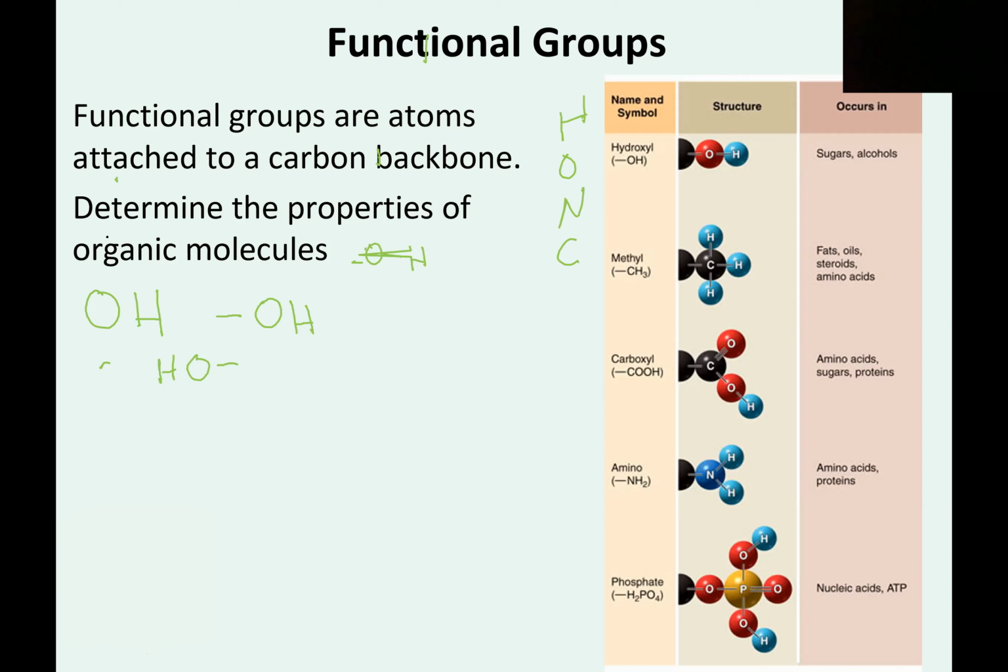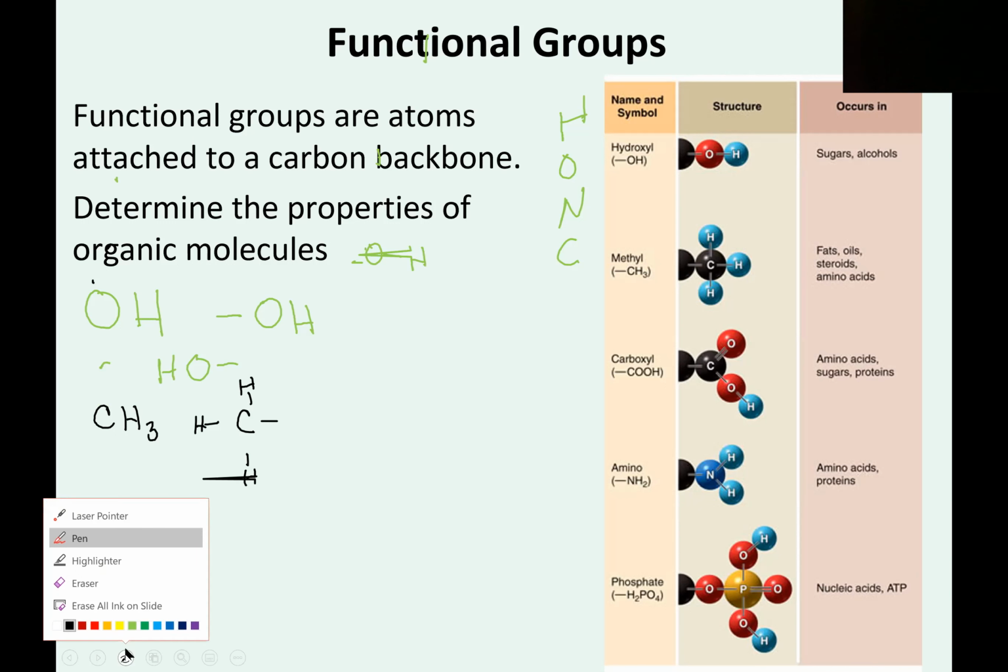Your second group is called methyl, and that's going to be CH3. Carbon is going to be surrounded by 3 hydrogens. It doesn't matter which 3. And then the rest of the molecule would go out that way. If you put those 2 together, you can make methanol or methyl alcohol.